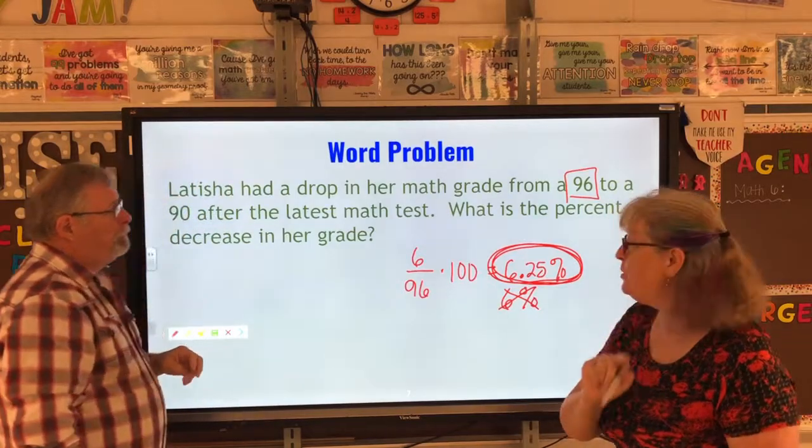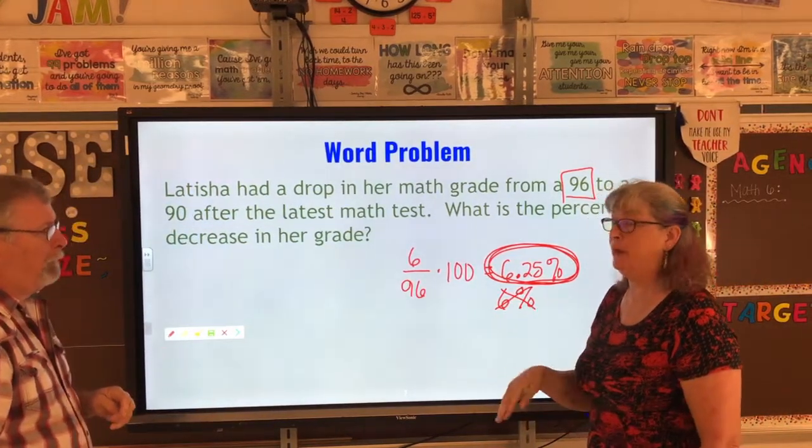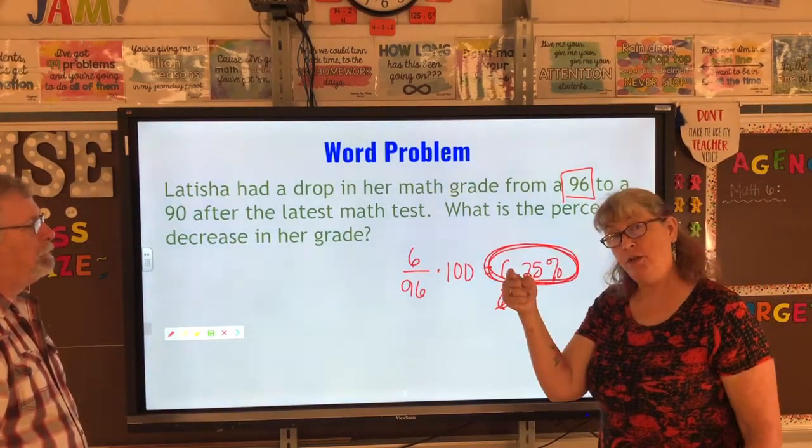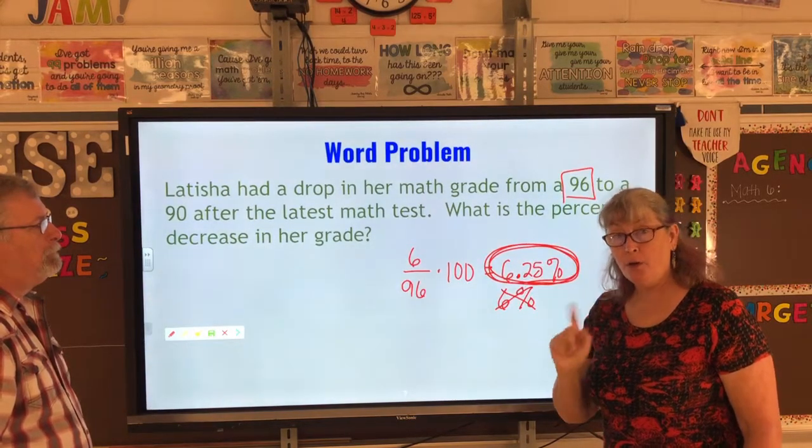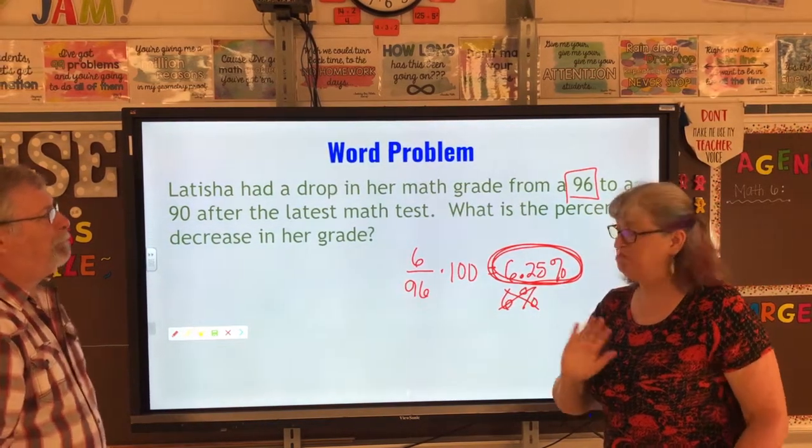So you always do want to use that same formula. It's the change in the two numbers divided by the original, times 100. That's all it is.